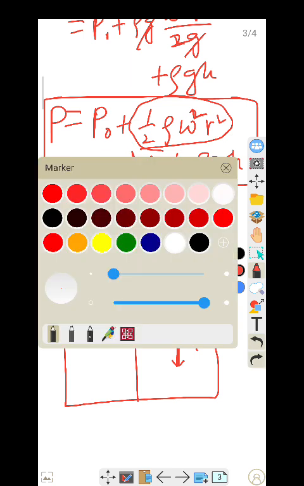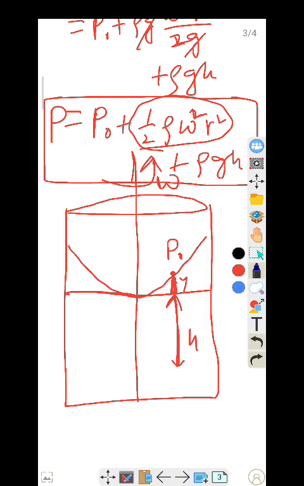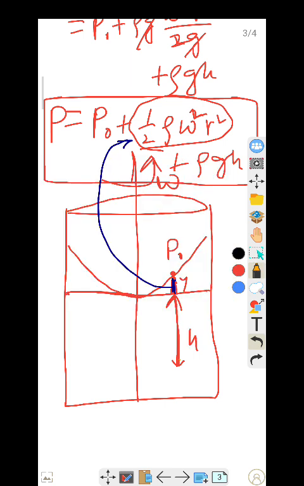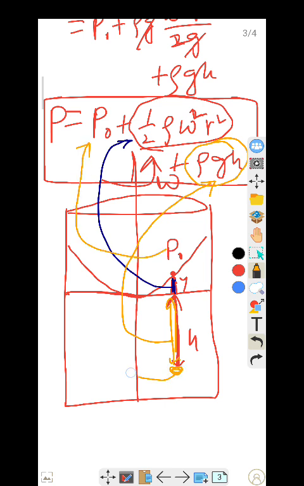This much height is introducing this much pressure, this much rho gh, and this open surface pressure is this much. So the total pressure at this point, at this depth, is this much. Clear? So that's the expression.